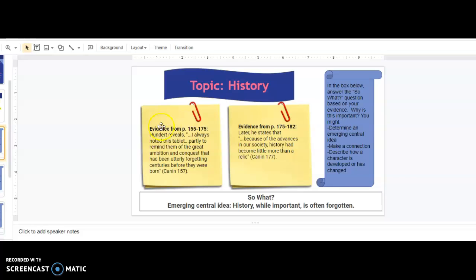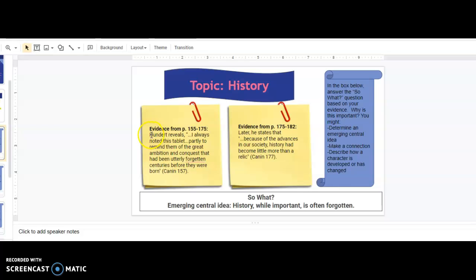You're going to type evidence from pages 155 to 175. Make sure that you cite your evidence. So your evidence citation is the author last name, Canaan, and just the page number. So there's no comma, no PG, nothing, just the page number. So in this case, it was 157. So my evidence for history is 100 reveals.